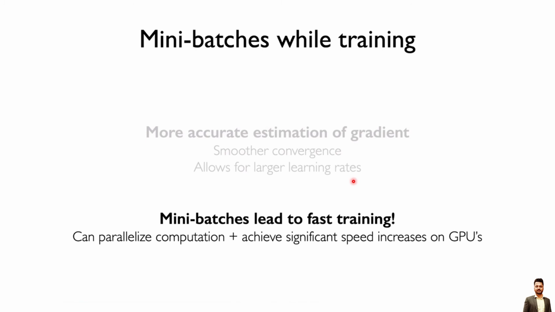Mini batches lead to faster training. It can be parallelized also. So this parallelized computation can be easily done through the GPUs. Why? Let's say that you have 10 million images and you are 10 friends. You are dividing the 10 million images into 10 parts of 1 million each, and you are dividing 1 million images among yourselves.